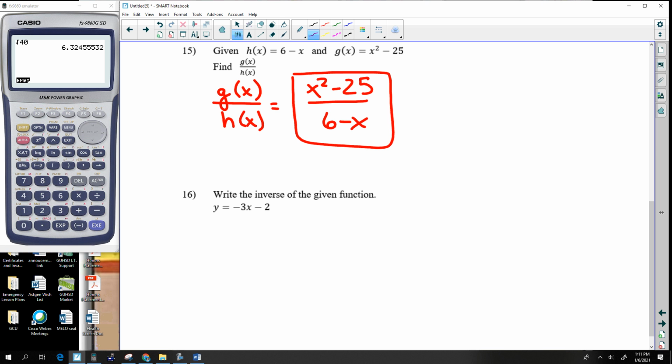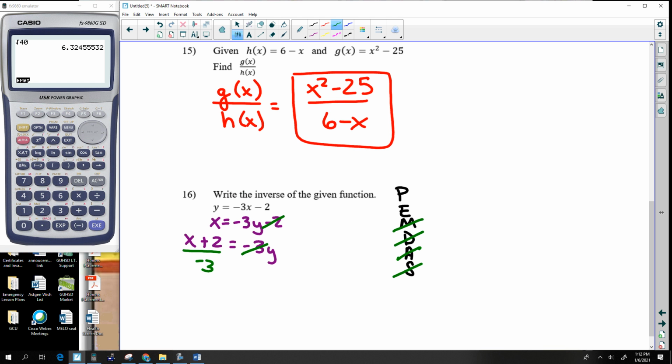Again, so they are asking us for this inverse. So that means x's become y's, y's become x's. So this is x is equal to negative 3y minus 2. Okay, is there anything subtracting my y? Yes, there's a minus 2. So that means I need to add 2. So this is going to be x plus 2. Is there anything adding to my y? No. Is there anything dividing my y? No. Is there anything multiplying my y? Yes, there's a negative 3. So I need to divide by negative 3. And so y is going to be equal to x plus 2 divided by negative 3.